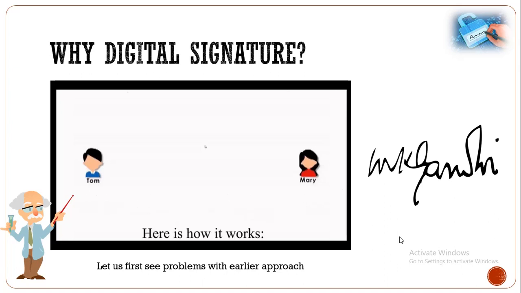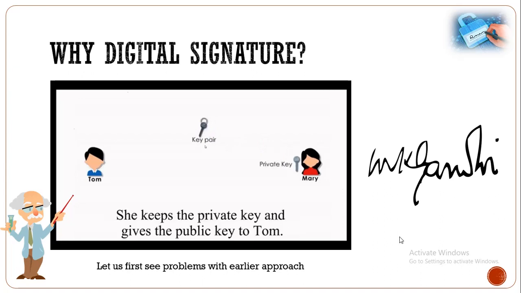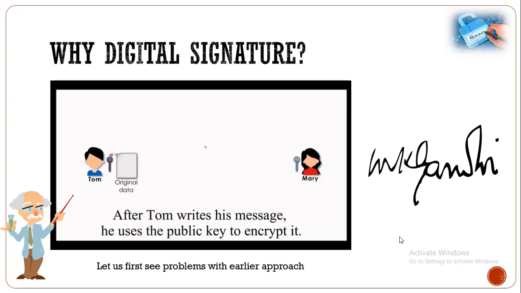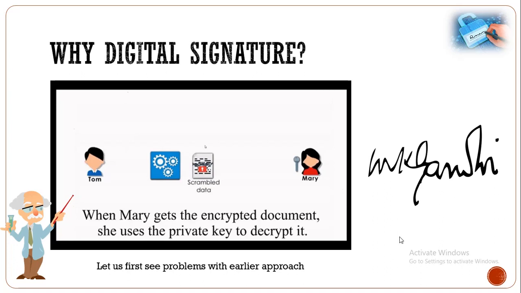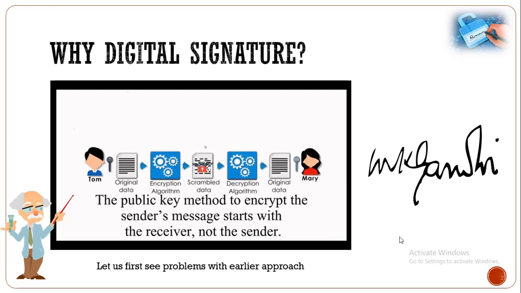We are using a public key encryption algorithm here. Mary generates a key pair, one private key and one public key. The private key is kept private with her and she shares the public key with everyone. Tom encrypts the data he wants to send using Mary's public key. The encrypted message is received by Mary, which she decrypts using her private key, which is only known to her, and then she reads the message. In this way, Tom securely sends a message to Mary which no one else can see.